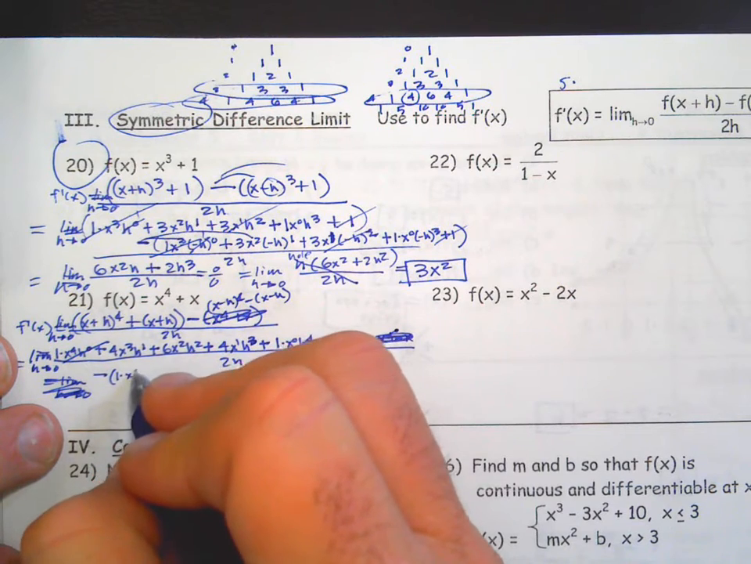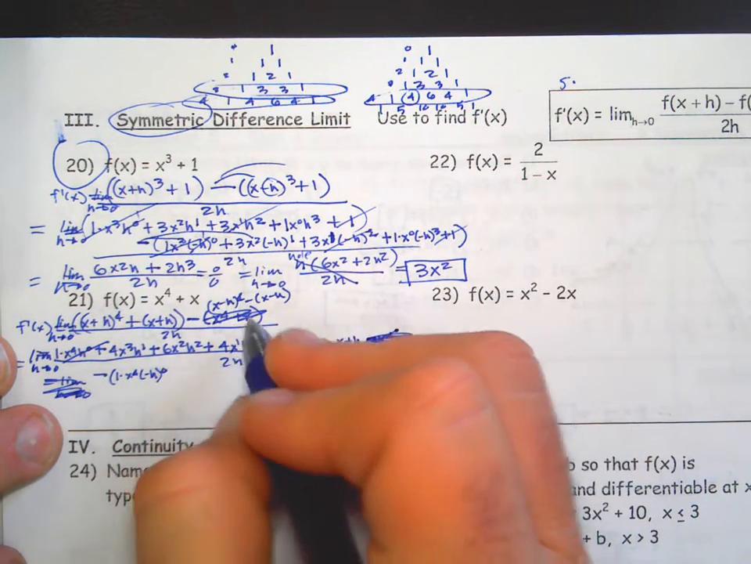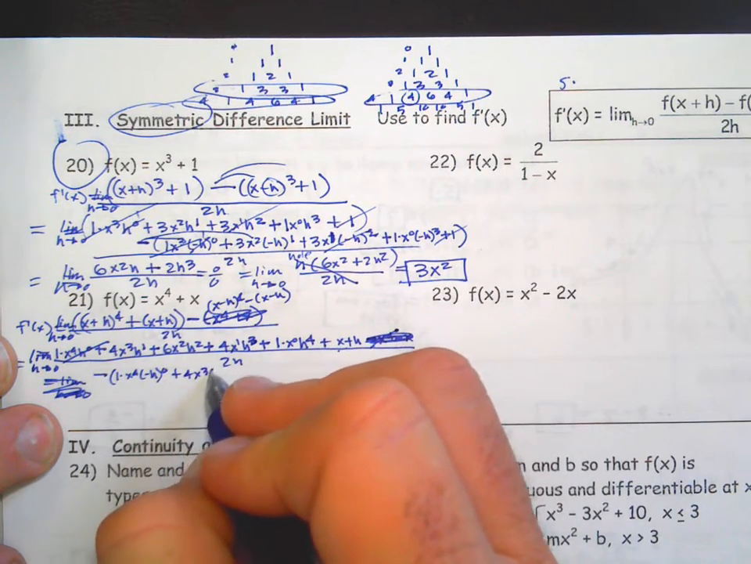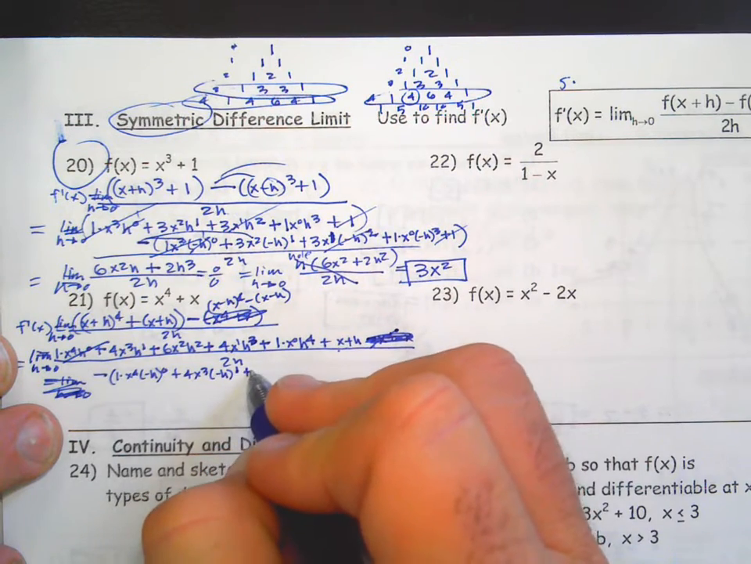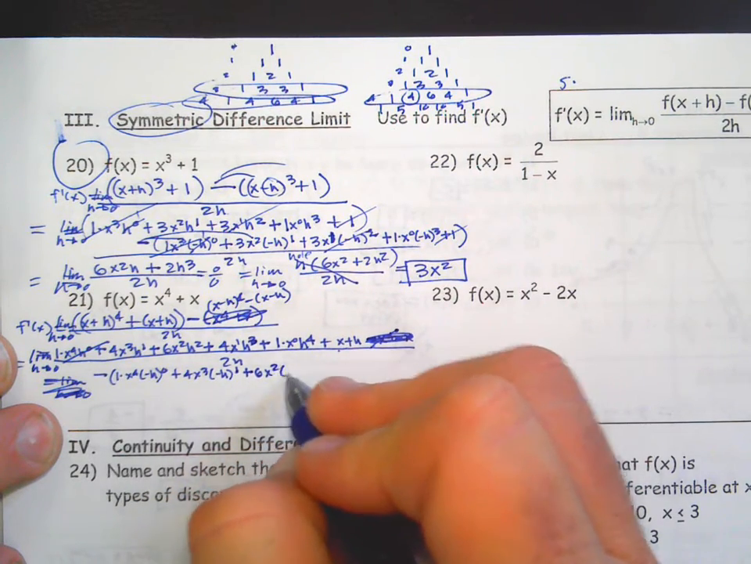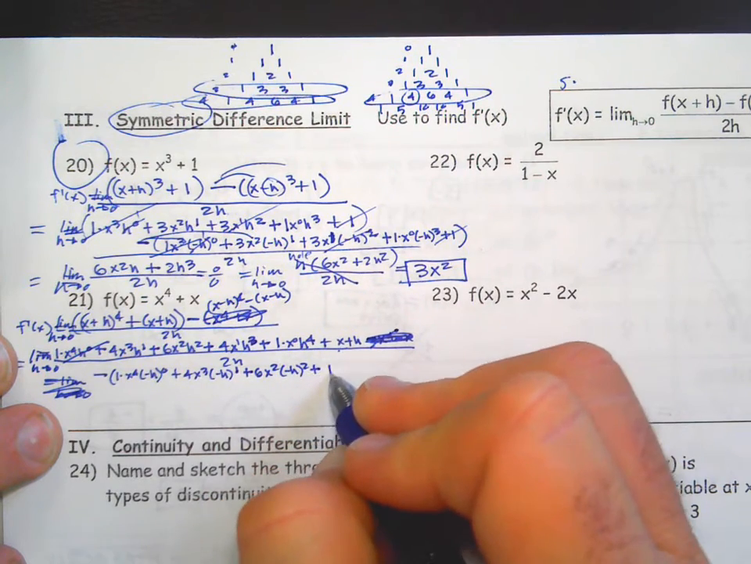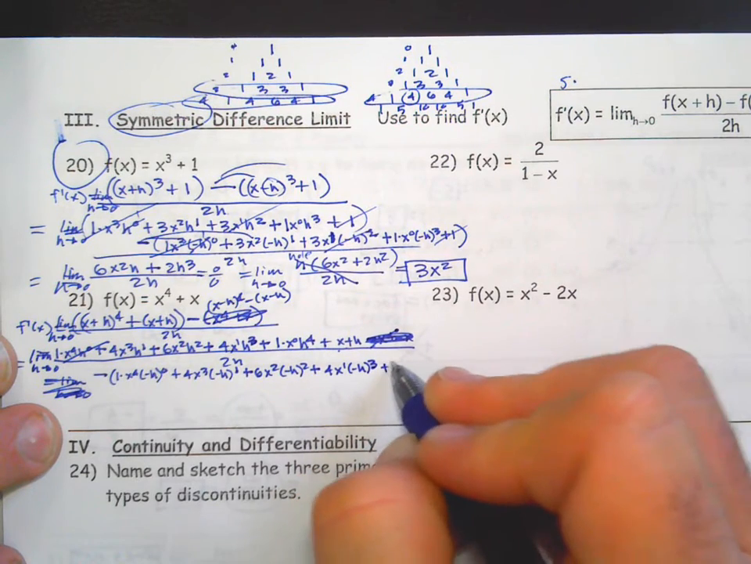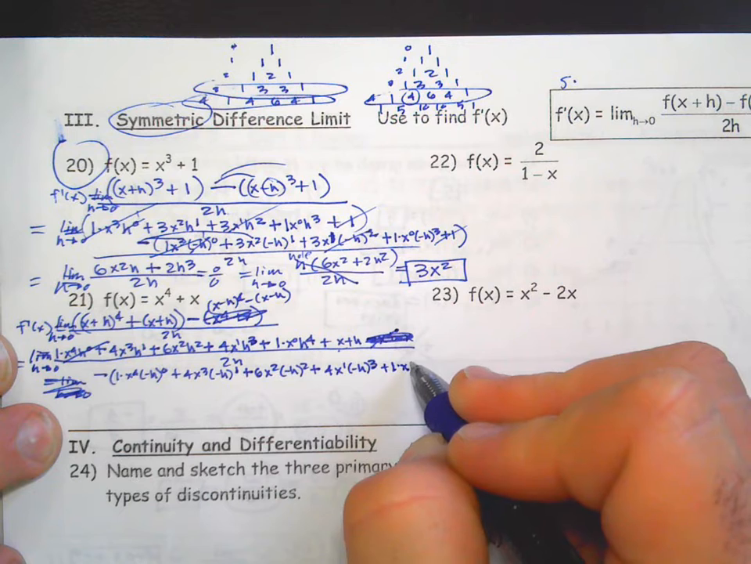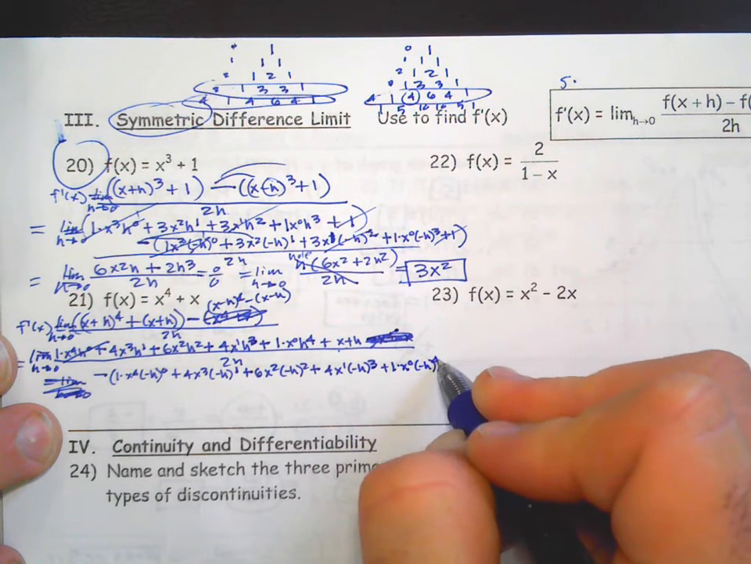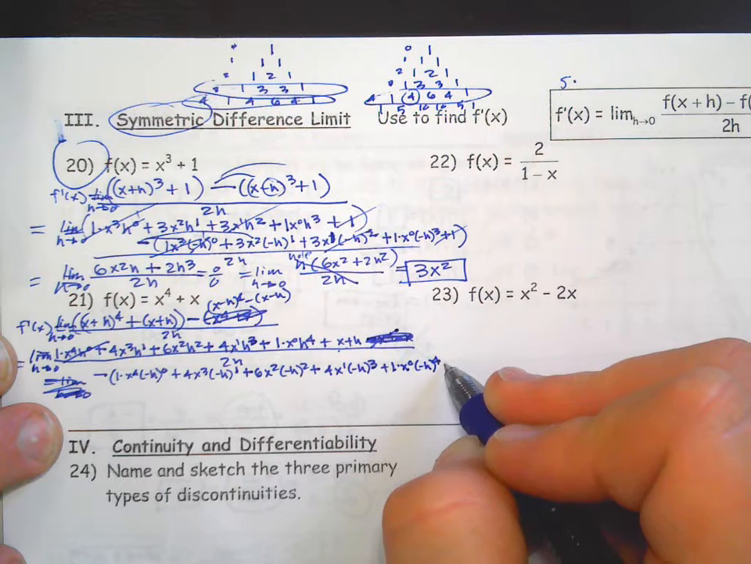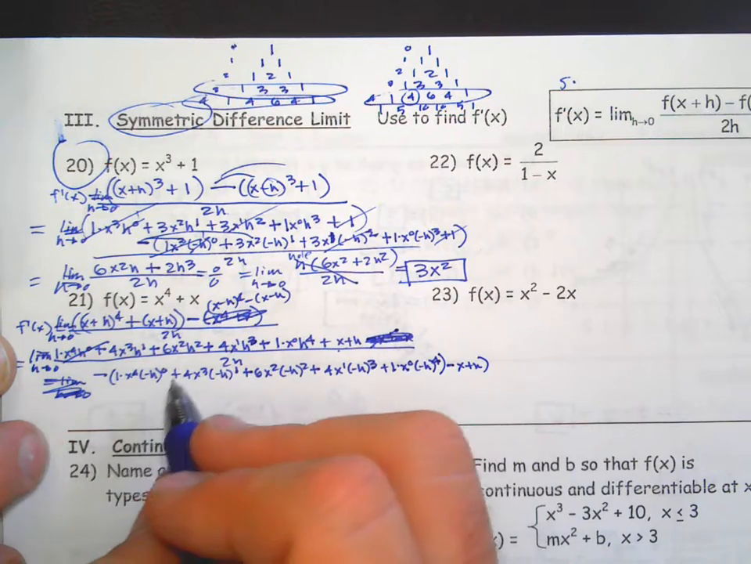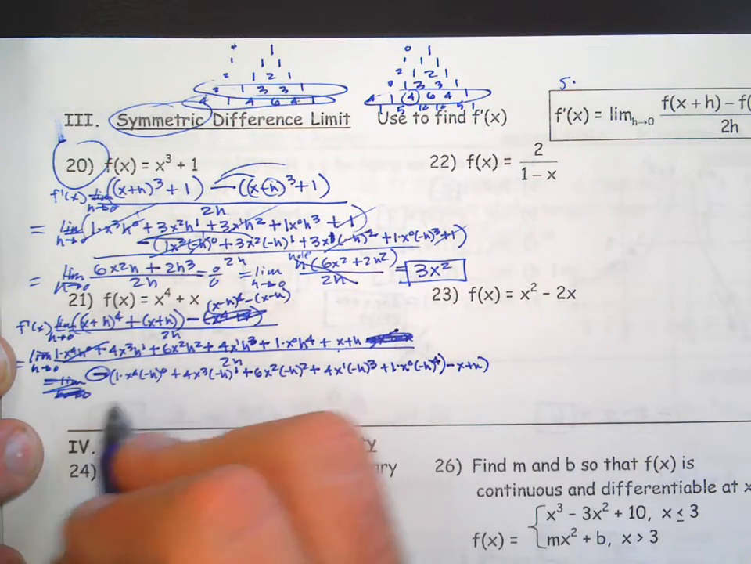1 x to the fourth negative h to 0. The negative belongs with it. Okay. Plus 4x cubed negative h to the first plus 6x squared negative h squared plus 4 x to the first negative h to the third plus 1 x to the 0 negative h to the fourth, minus x plus h, and then we're going to have to distribute this subtraction to all of that.